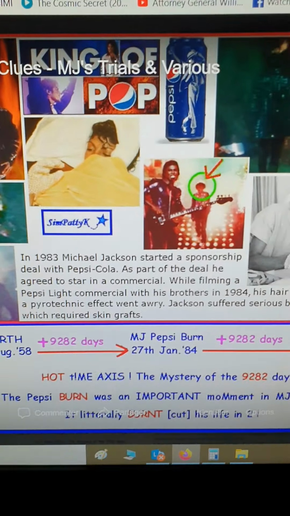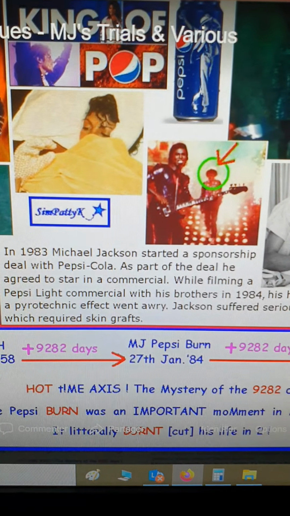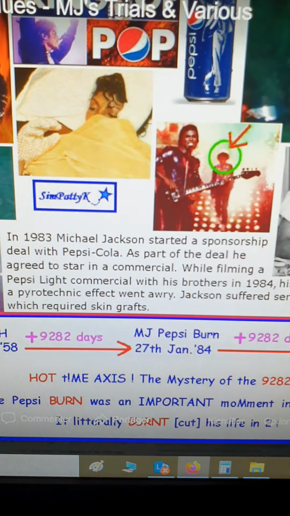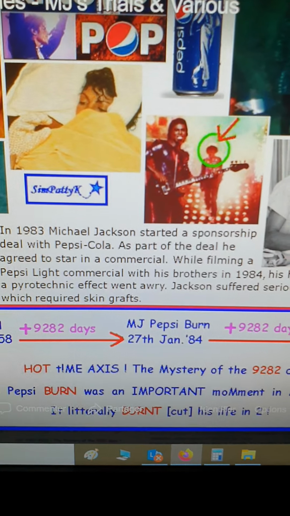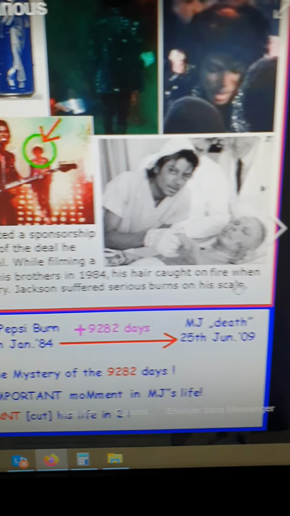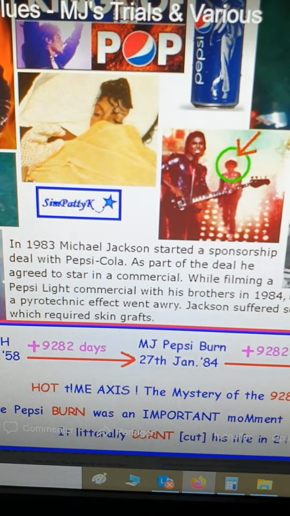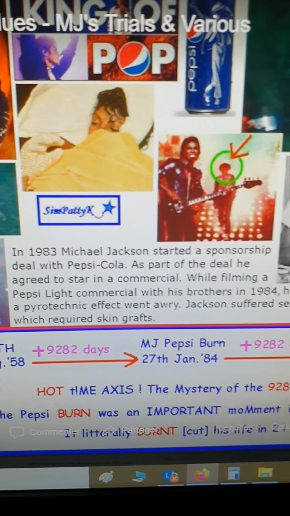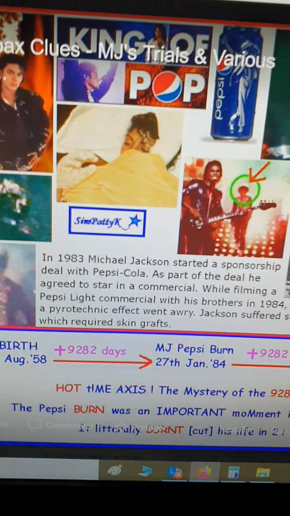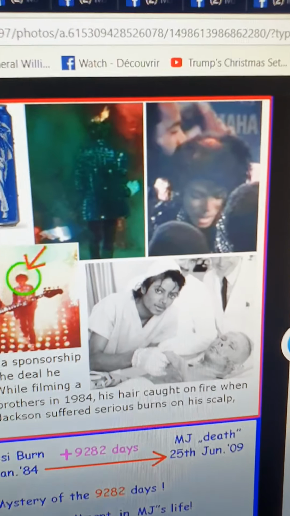So in 1983, Michael Jackson started a sponsorship deal with Pepsi Cola. As part of the deal, he agreed to star in a commercial. While filming a Pepsi Light commercial with his brothers in 1984, his hair caught on fire when a pyrotechnic effect went awry. Jackson suffered serious burns on his scalp, which required skin grafts. So you all remember this accident, where he had the scalp burnt.